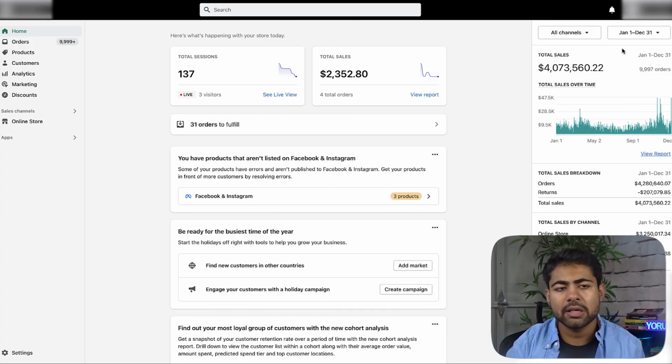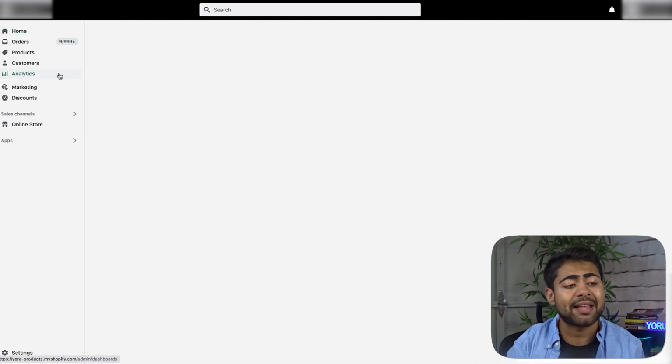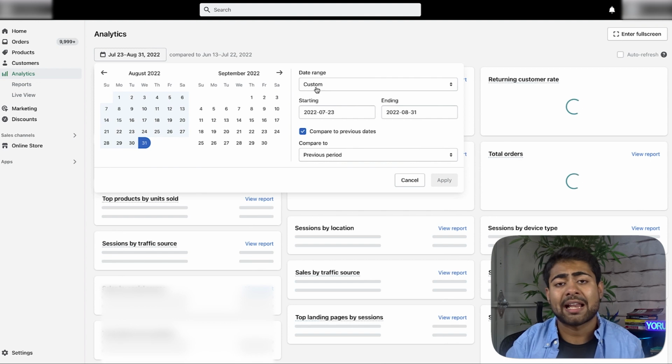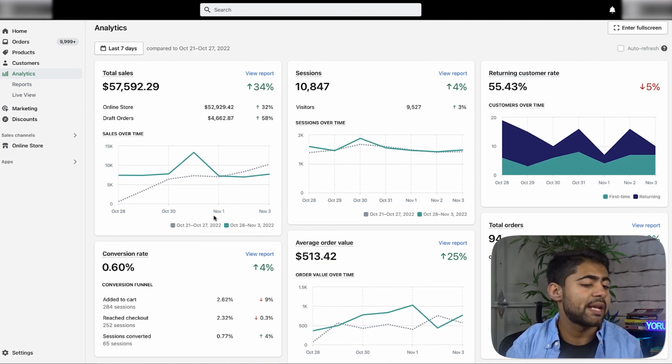But again, the main metrics I'm looking at to start off this analysis phase is my current conversion rate. And by the way, you want to be looking at this at the most recent time period. So I like to start off with the last 7 days, and I like to take note of what my conversion rate has been in the last 7 days.